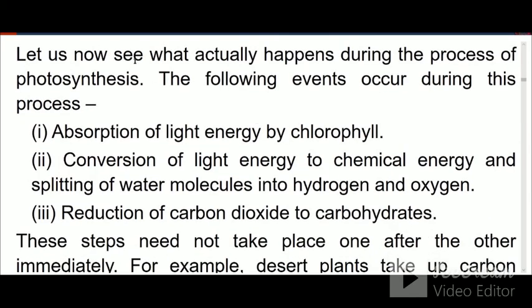Now let us see what actually happens during the process of photosynthesis. The event occurs in only 3 steps. The first step is absorption of light energy by chlorophyll. The second step is conversion of light energy to chemical energy and splitting of the water molecule into hydrogen and oxygen. And the third is reduction of carbon dioxide to carbohydrate.